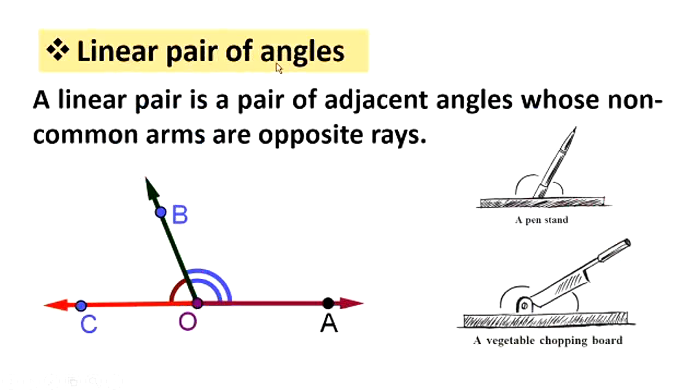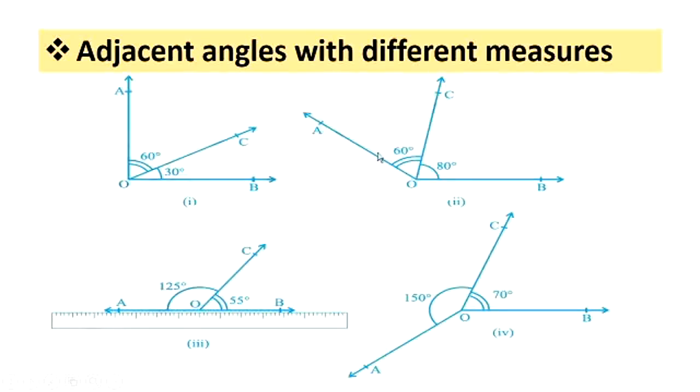Linear pair of angles. A linear pair is a pair of adjacent angles whose non-common arms are opposite rays. OA and OC are opposite rays. Example in daily life: pen stand and vegetable chopping board. These are some examples of adjacent angles.